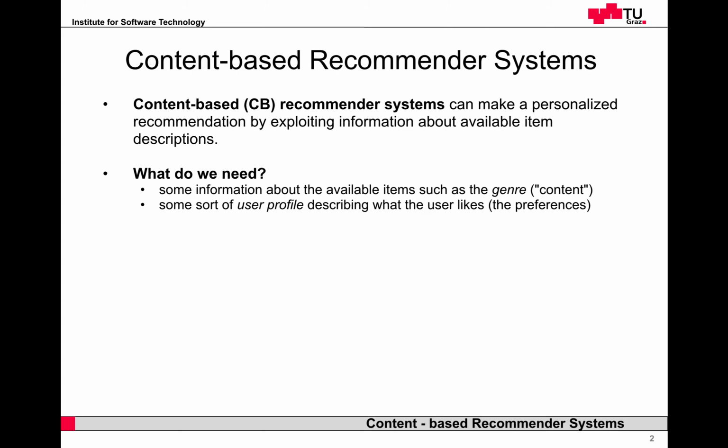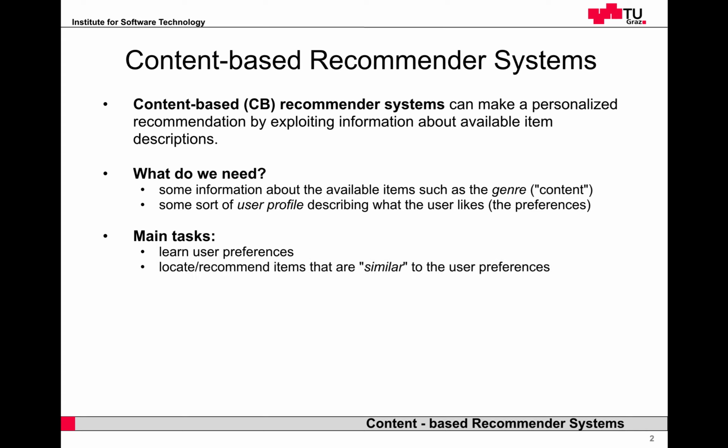The second information is some sort of user profile, describing the preferences of the user, or what the user likes. The main tasks of a content-based recommender system are to learn user preferences and to locate or recommend items that are similar to the items the user liked in the past.